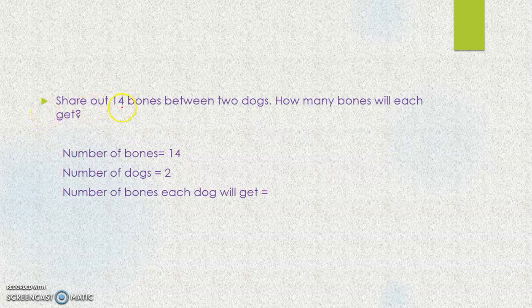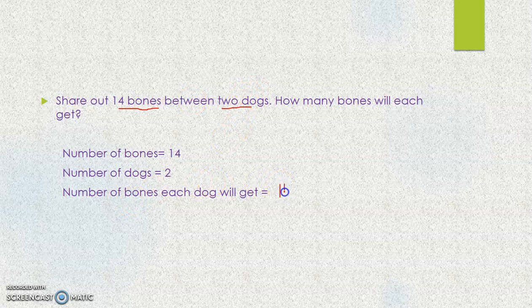Now share out 14 bones between 2 dogs. How many bones will each get? So ഇവിടെ എന്താ ഷെയർ ചെയ്യേണ്ടത്? We have to share 14 bones. 14 bones are to be shared between 2 dogs. So total number of bones 14, number of dogs 2. So 14 bones are to be shared between 2 dogs. How many bones for each?